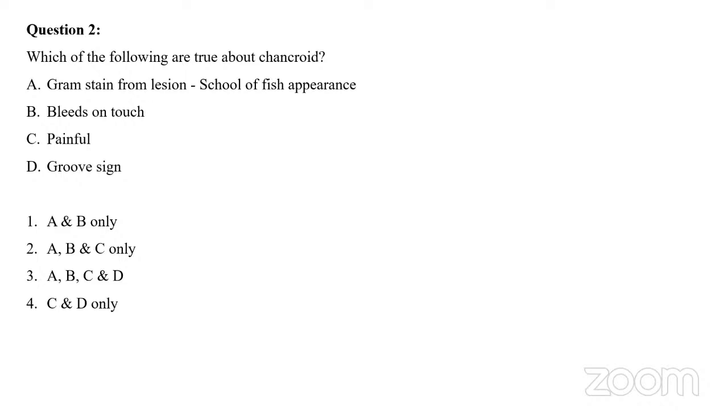Whereas option D, groove sign, is usually seen in lymphogranuloma venereum. We saw that there will be involvement of the inguinal and femoral groups of lymph nodes in the secondary stage, usually separated by the inguinal ligament, which clinically manifests as the groove sign. So groove sign is seen in LGV. The first three options are typical of chancroid, so that will be option two, that is A, B, and C only.